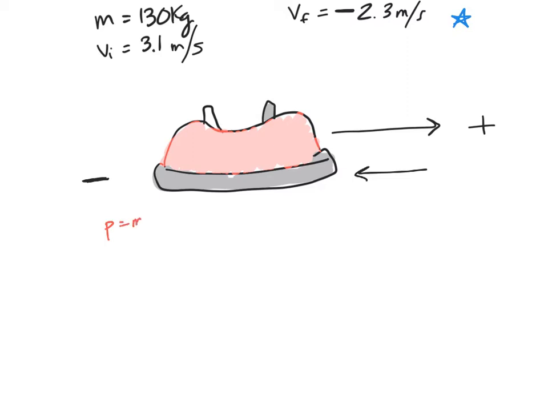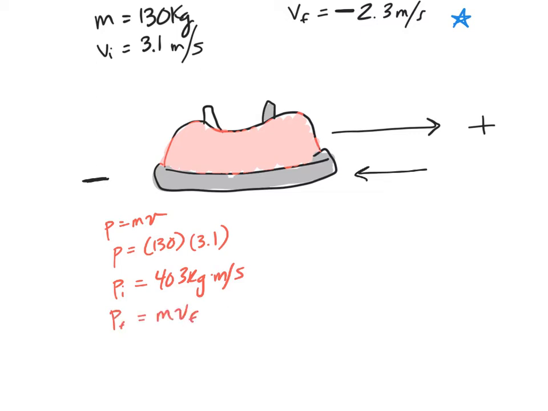So momentum is equal to mass times velocity. So momentum is equal to our mass, which is 130, and our velocity, which was 3.1 originally. So our original momentum is going to be 403 kilogram meters per second. What is your final momentum going to be? Your P final is equal to mass times your velocity final. So your P final is going to be 130 times negative 2.3, which is negative 299 kilogram meters per second.